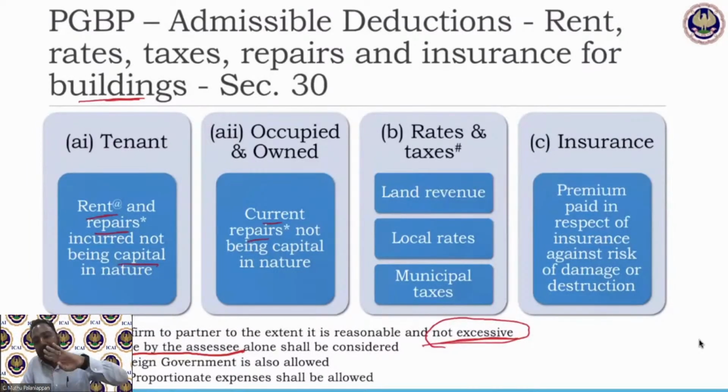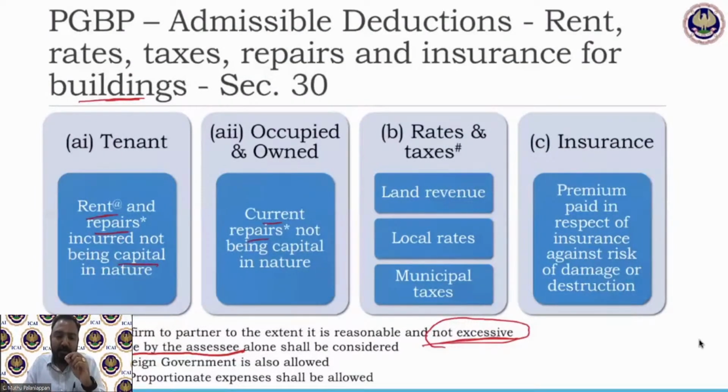The next category, we said there are 4 expenditures allowed. We have already covered rent and repair and maintenance. Now we'll come to rates and taxes. As far as rates and taxes is concerned, it could be any taxes collected by the government. So it could be land revenue, or a local rate, or some municipal taxes. It could be any taxes, water, whatever it is. Water tax, anything collected by the government for that building will be called rates and taxes.